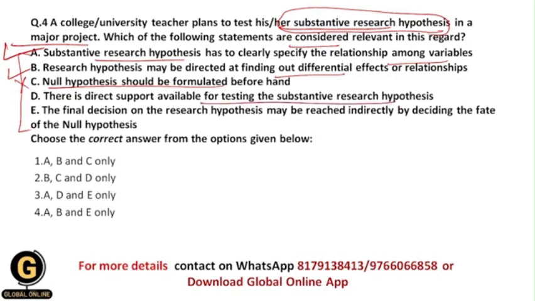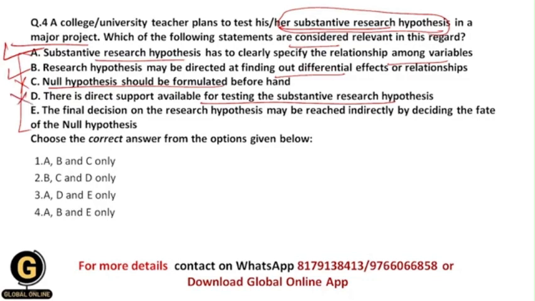No, basically this thing does not happen in the research process, because whenever there is direct support available for testing the substantive research hypothesis, then this thing comes under unethical research process, and that's why this statement is again incorrect.